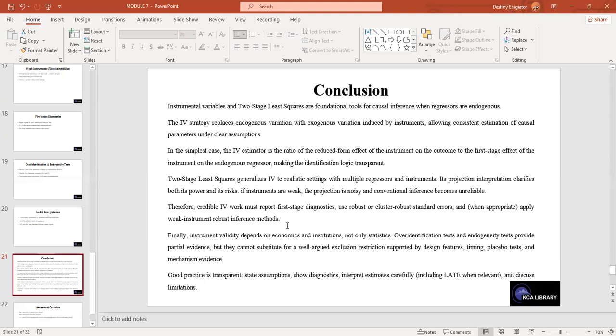instrument robust inference methods. Finally, instrument validity depends on economics and institutions, not only statistics. Over-identification tests and endogeneity tests provide partial evidence, but they cannot substitute for a well-argued exclusion restriction supported by institutional features, timing, placebo tests, and mechanism evidence. Good practice is transparent: state assumptions, show diagnostics, interpret estimates carefully, including LATE when relevant, and discuss limitations.